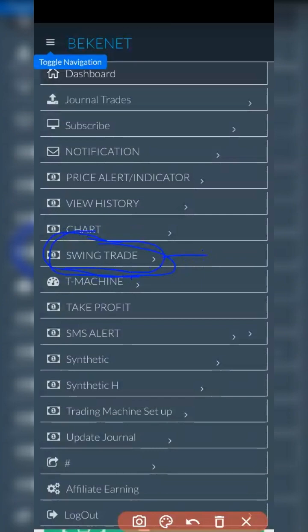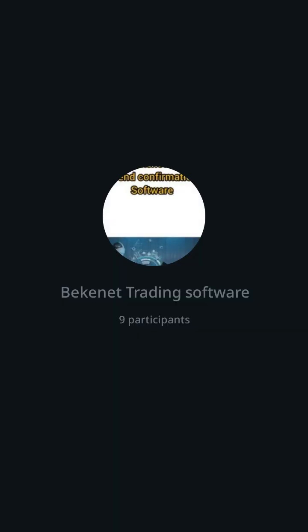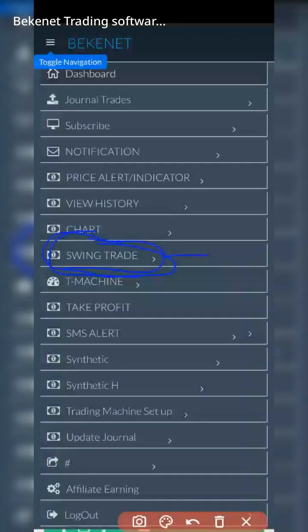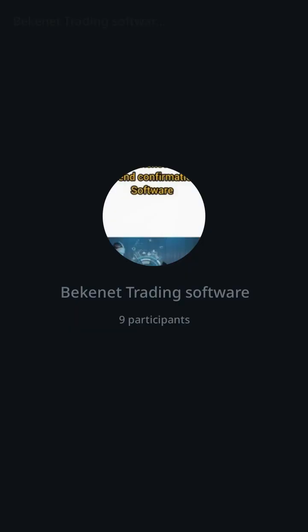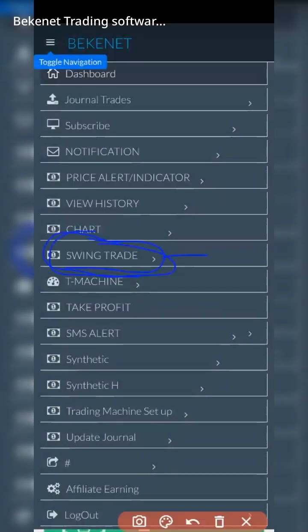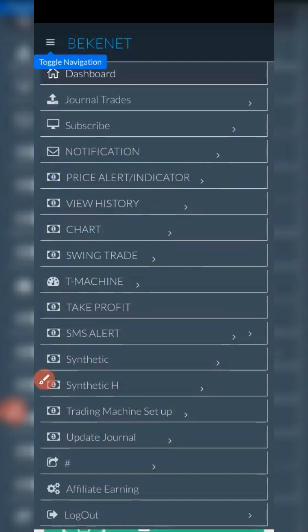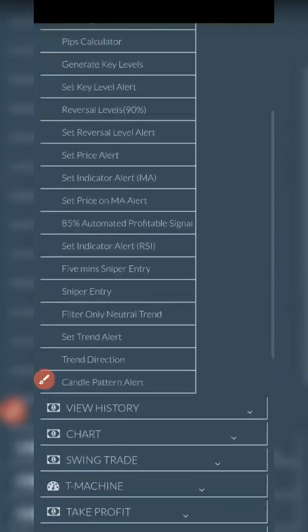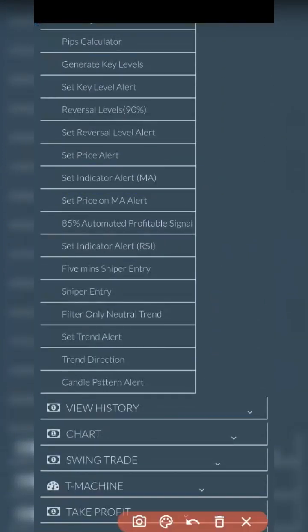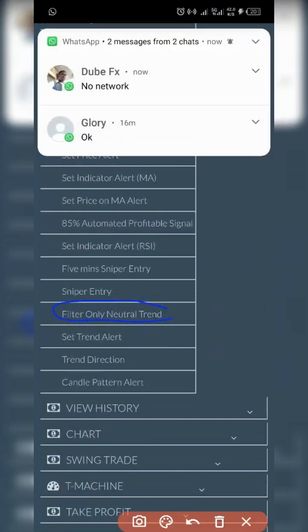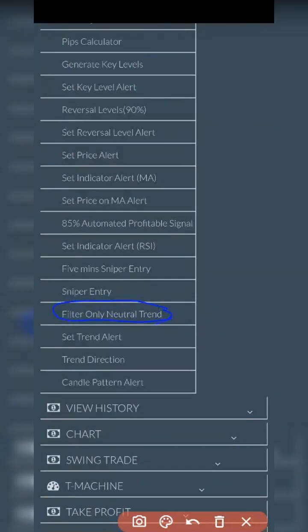So we're going to be talking about the trend direction, the neutral trend, and how you're going to use it to take trades in the market. You understand? That's what we're going to be doing today. If you want to get to the trend direction, all you need to do is click this place. Once you click this spot here, you'll see a menu down there. These are the things we're going to focus on. This neutral trend and this trend direction.